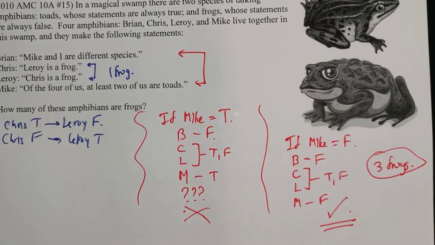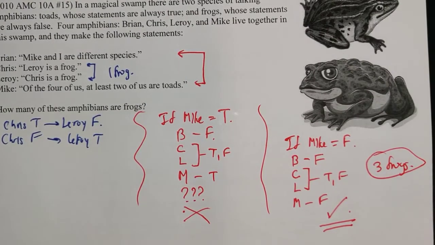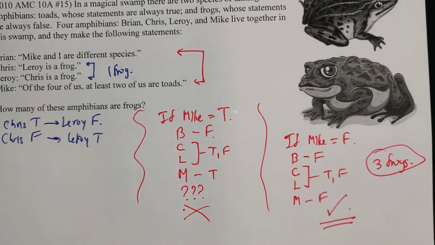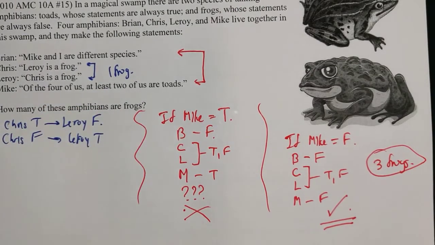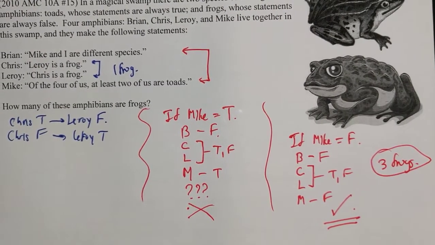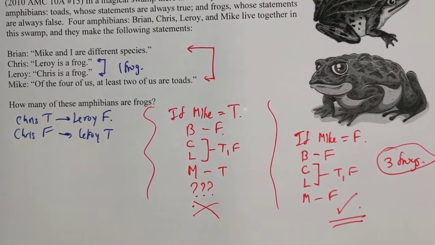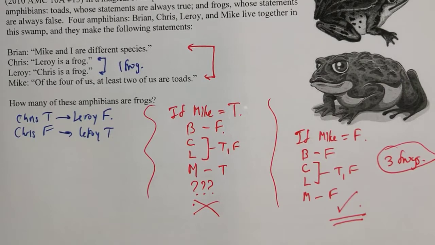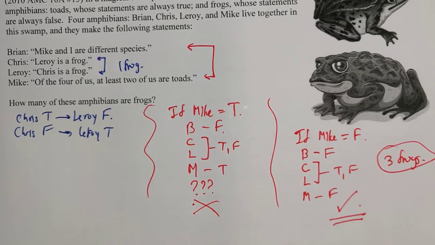All right, so hopefully that was a nice problem to really chew on. What I really wanted to focus on was the logic that we used in the middle here. If Mike is a toad, we saw that if Mike was a toad, we ended up with things that didn't make sense. We ended up with a conclusion that went against an established fact in the problem. And that is a technique that mathematicians have a tendency to use.